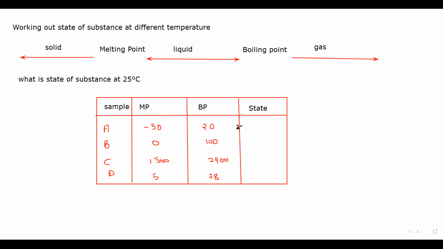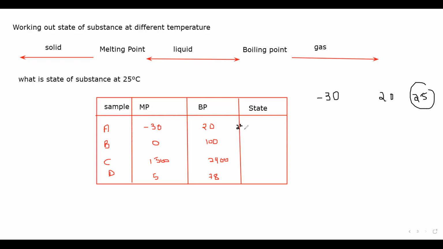Because it is from -30, it's like a number line. In mathematics, you have a number line. For example, it is -30 and 20. So where will I write 25? So 25 will come after 20, which means it will be on the right hand side of the boiling point.